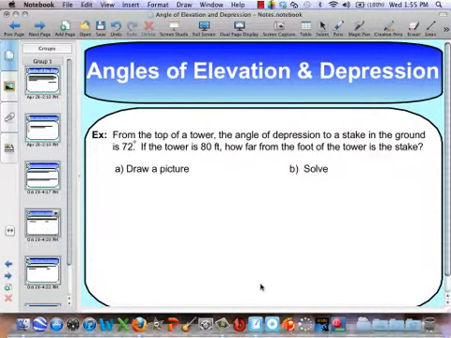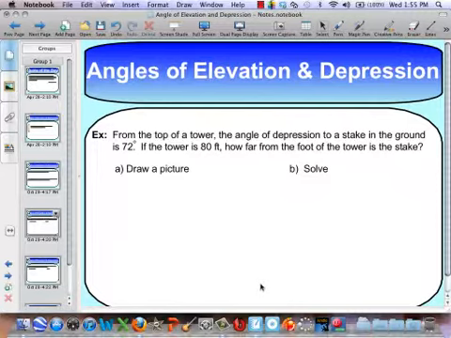From the top of a tower, the angle of depression to a stake in the ground is 72 degrees. If the tower is 80 feet, how far from the foot of the tower is the stake? Now, you guys might think, okay, this is really ridiculous. Why don't you just get out a meter stick or some kind of tape measure and actually measure how far it is? No need to do the trig.